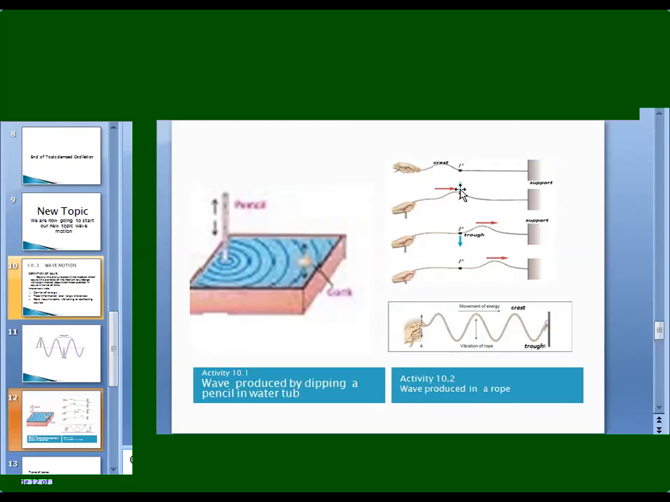The point P will move up and down. The upper part is called the crest, and the lower part is called the trough. After some time, the energy will pass from here to this point, and then to the next point. So we discussed these two activities. These are all mentioned in your textbook on page number 7.